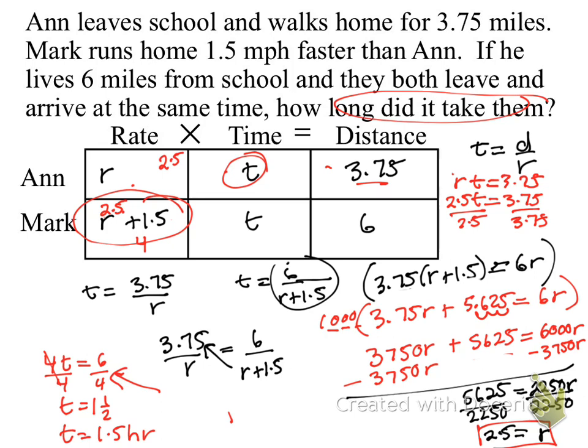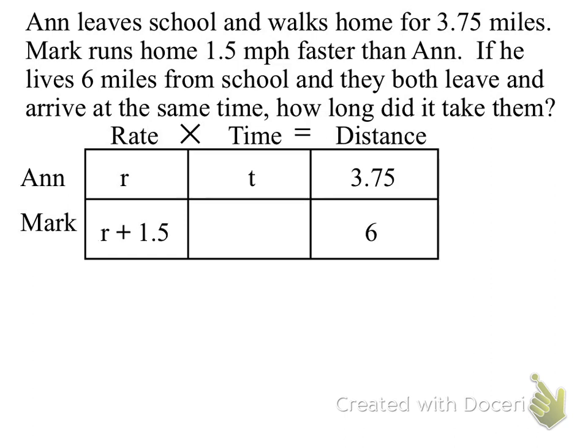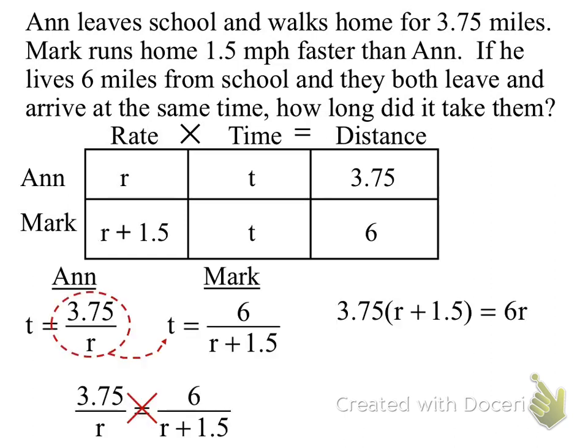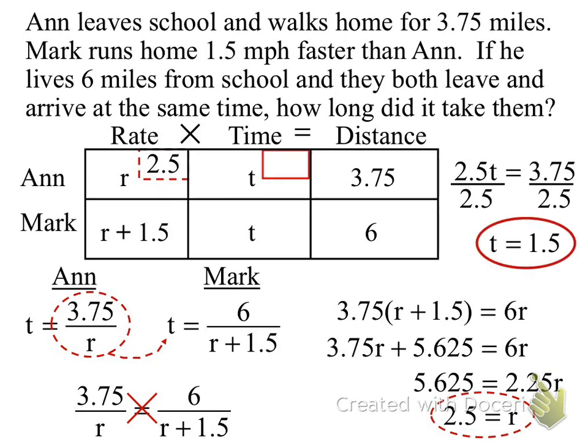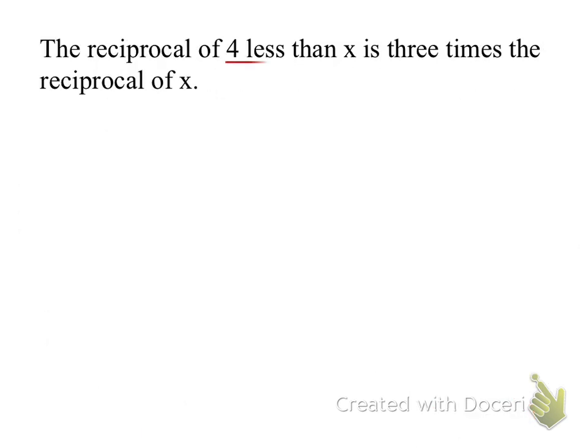Yeah. Okay. Well, here, I'm going to do it. 3.75 divided by 2.5 equals 1.5. It's the same thing. You can use either original equation. Let's look. I'm sure theirs is much neater. They just did it like that. I use the other one.